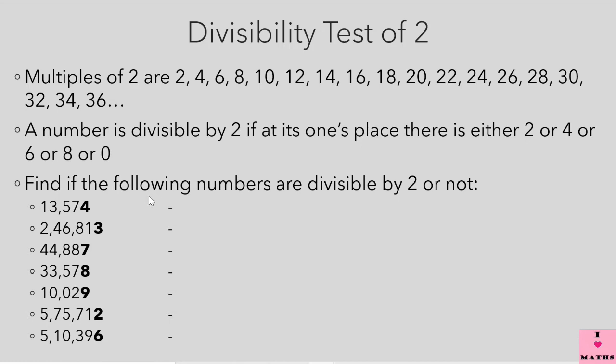Find if the following numbers are divisible by 2 or not. 13,574. So we have to look at the ones place digit, and that is the reason I have highlighted all the ones place digits. Here the ones place digit we have is 4, and 4 is an even digit. So children, 13,574 is divisible by 2.